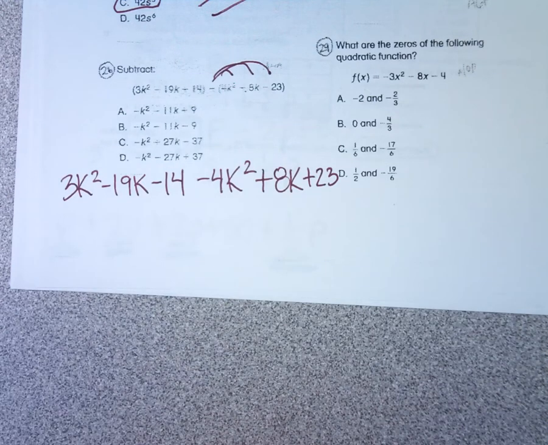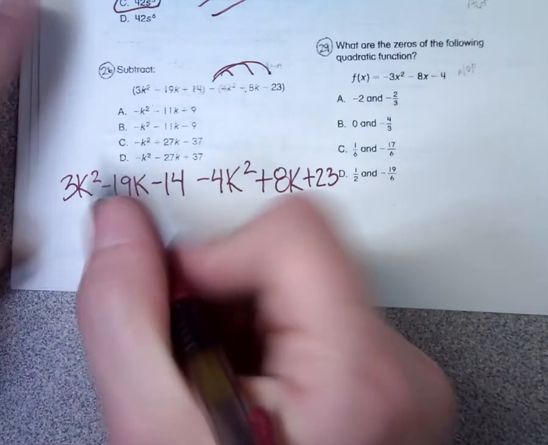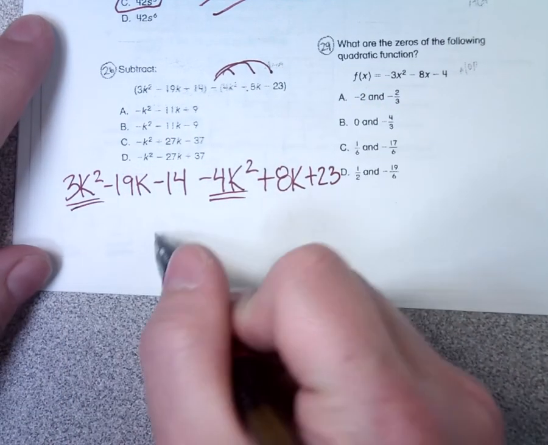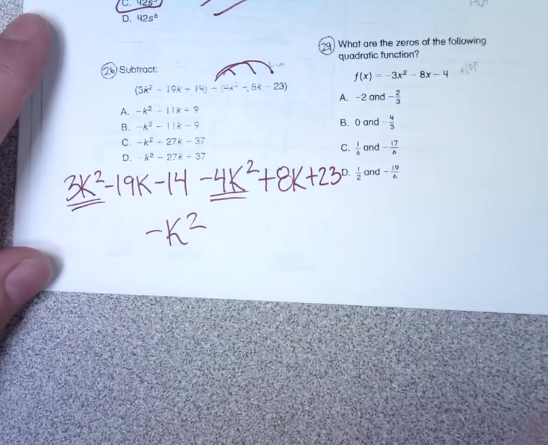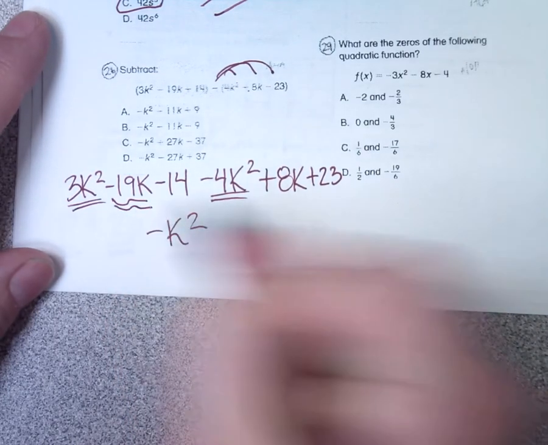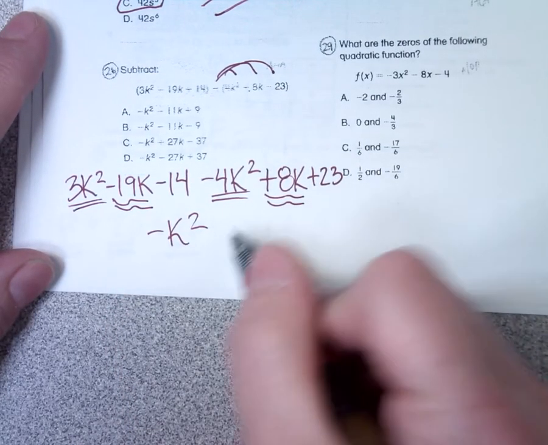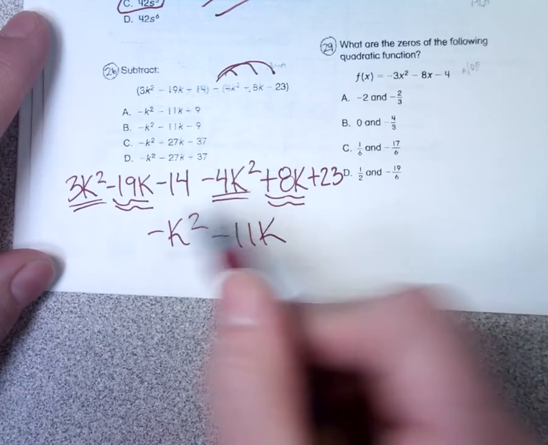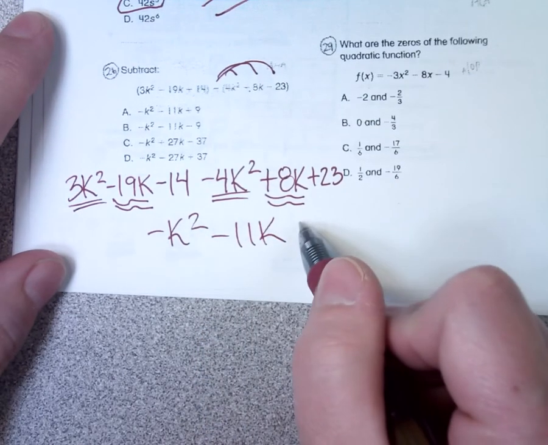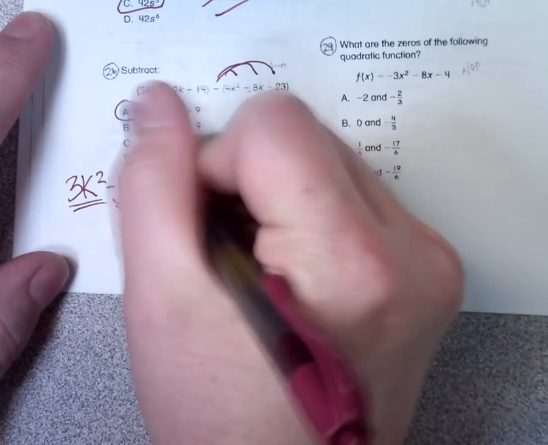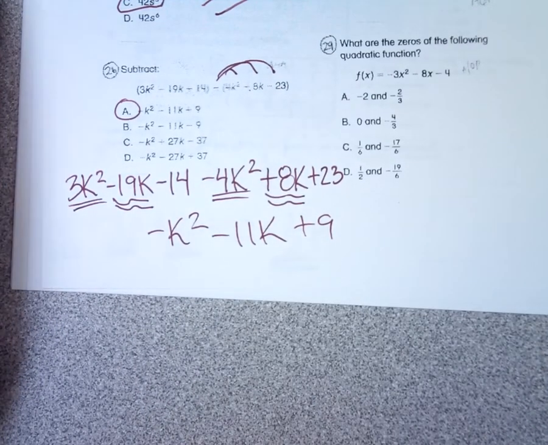Okay, what's the answer, Tyler, since your name got drawn? Okay, it is A. Go ahead and come on up. 3 squared and a negative 4 squared makes a negative 1k squared, or a negative k squared. A negative 19k and a positive 8k makes a negative 11k. And if you combine the constants, you do get the positive 9. So it is A. And I know that was kind of hard to see.